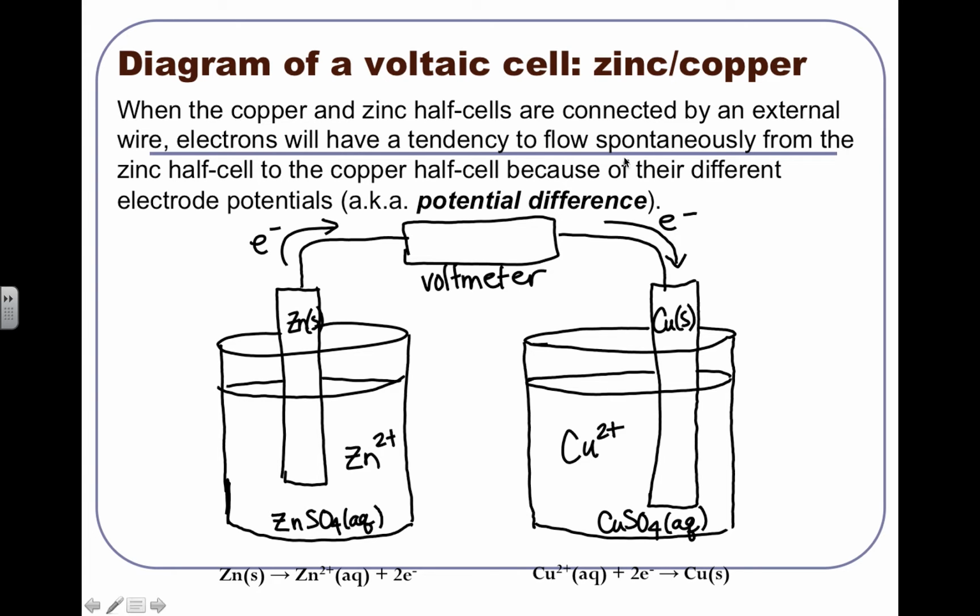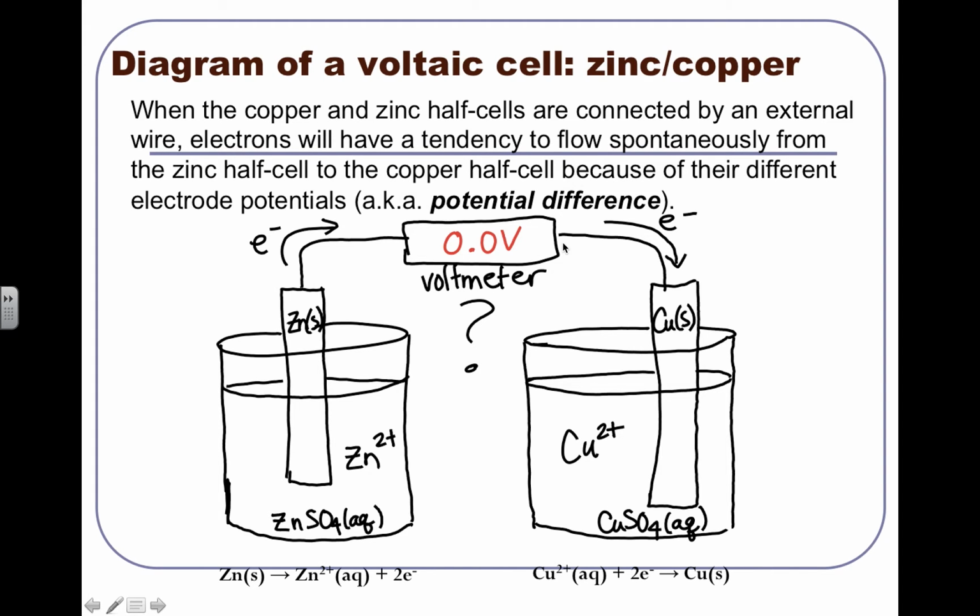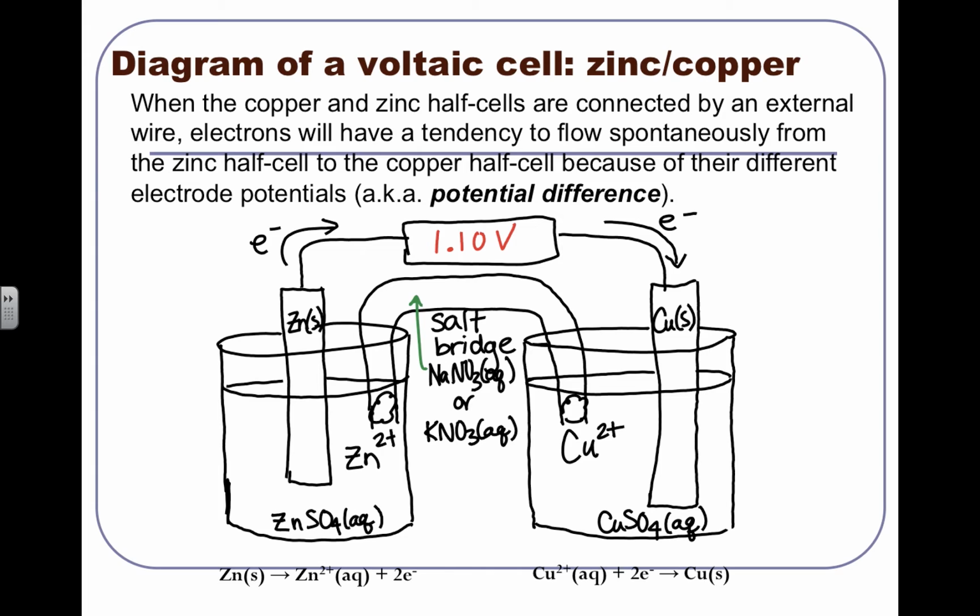Now, right now, there might be electrons flowing a little bit, but not much. There's certainly nothing going to read on the voltmeter. Why? Because we don't have our salt bridge. So draw in your salt bridge as well. By the way, these are pieces of cotton. I know, beautiful artwork, right?